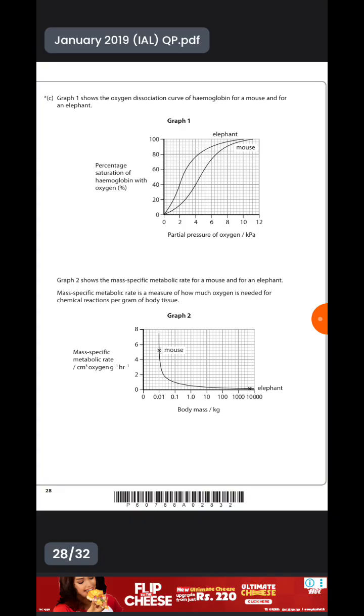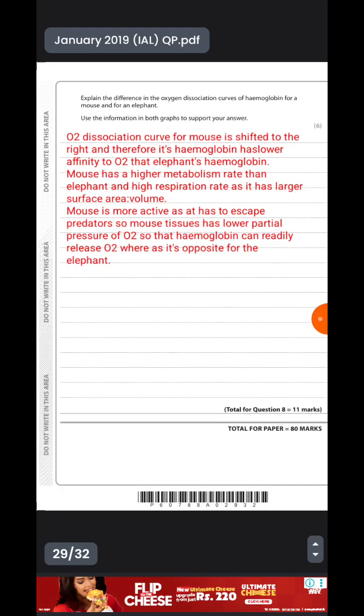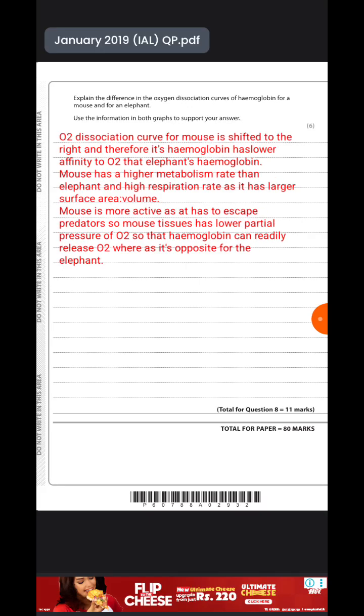So we can see the mouse has a very low body mass in kilograms compared to the elephant, and it has a high mass specific metabolic rate. And then the elephant has a really big body mass in kilograms compared to the mouse, and it has a very low mass specific metabolic rate. So the question is, explain the difference in the oxygen dissociation curves for hemoglobin for a mouse and for an elephant. Use the information in both graphs to support your answer.